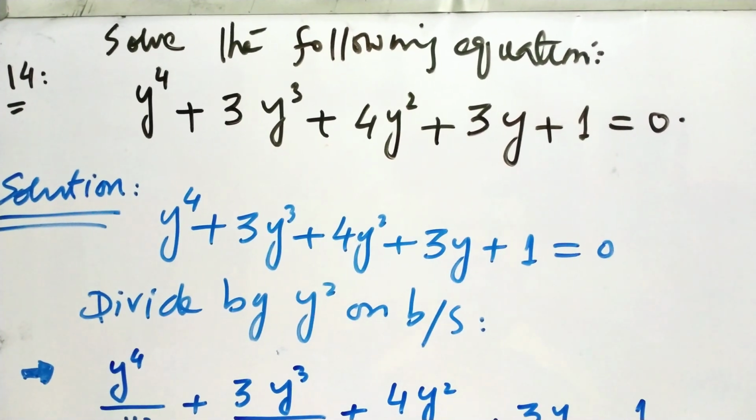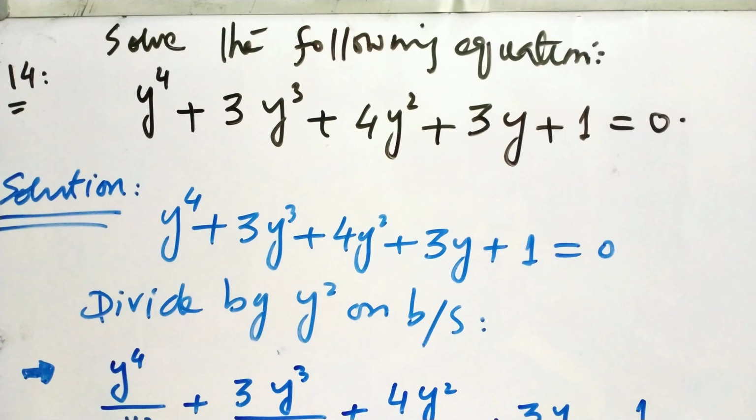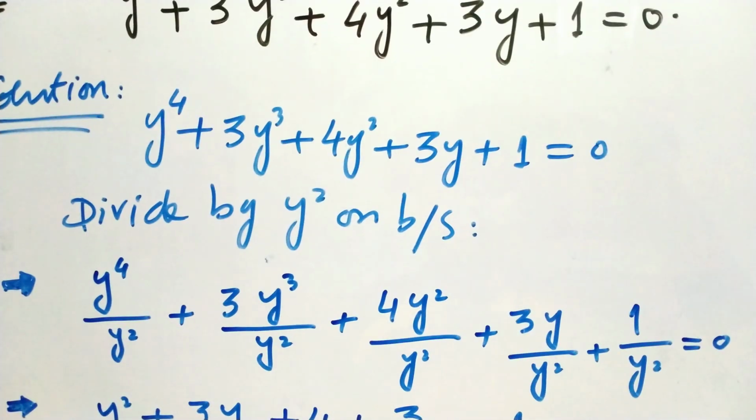So for solving this equation, y power 4 plus 3y cube plus 4y square plus 3y plus 1 equal to 0, we will divide it by y square on both sides. So by dividing, y power 4 by y square will reduce to y square, 3y cube divided by y square will reduce to 3y, 4y square will be reduced to 4, and 3y will be reduced to 3 over y, and 1 over y square is equal to 0.